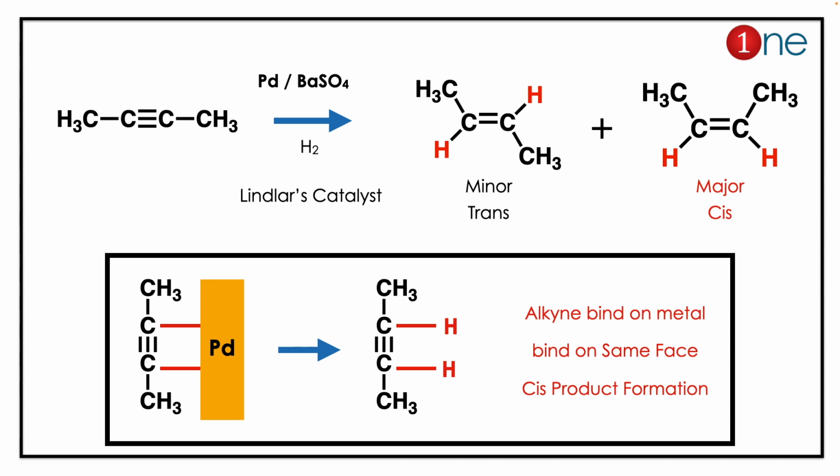The concept you have to learn here is Lindlar's catalyst, which is palladium and barium sulfate with hydrogen. The catalyst reduces the triple bond to the double bond in the cis fashion.